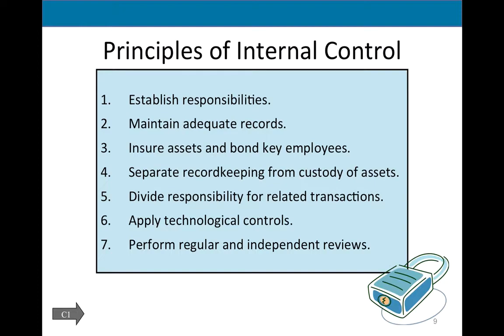These are 7 principles of internal control. Whatever internal controls you design, usually they fall in one of those 7 categories. Responsibilities have to be clearly established. The company must have adequate accounting records. We can insure assets, buy insurance, just like you buy insurance for your car or for your cell phone. And we can buy insurance for key finance employees that have access to finances. So if the employee steals from us, we can get paid by our insurance company.